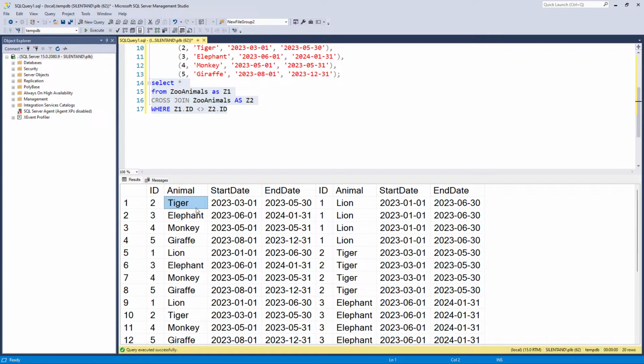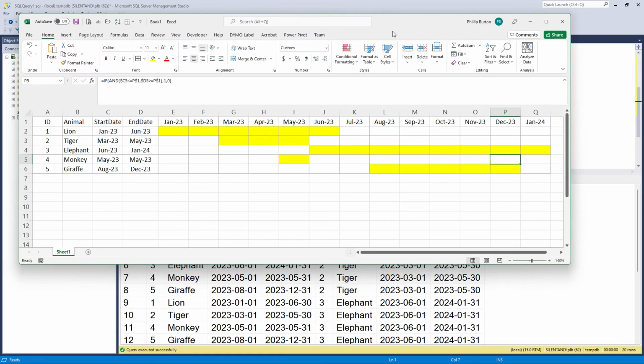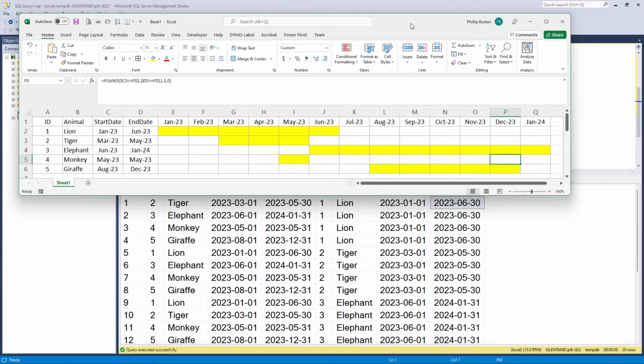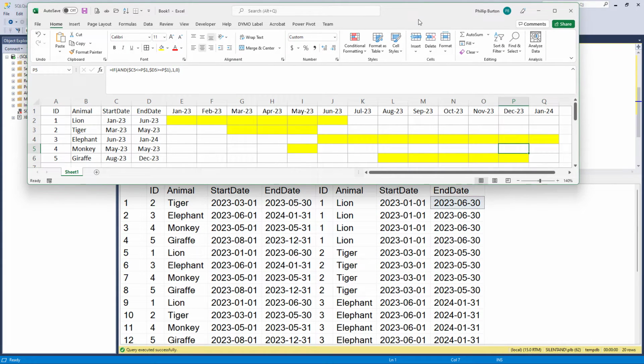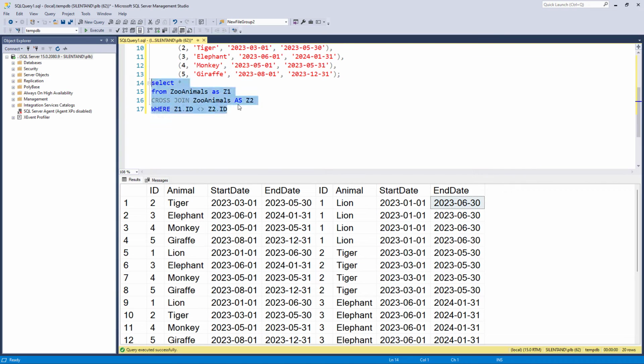Now, let's have a look at this lion. It's there in January, it leaves in June. Now, which animals will it have seen? Well, any animals whose start date, who arrived, whose start date is in the same time period as the lion's residency at the zoo. So the tiger, the monkey, and the elephant. So let's code that bit in. It's not a complete answer, but it's good so far.